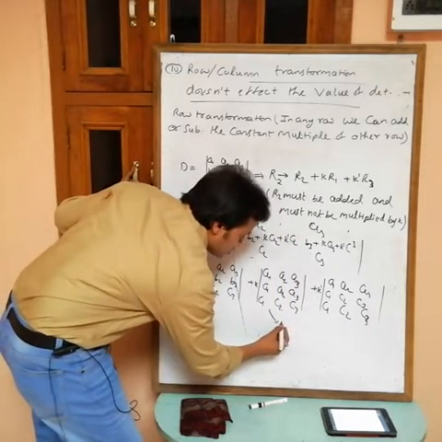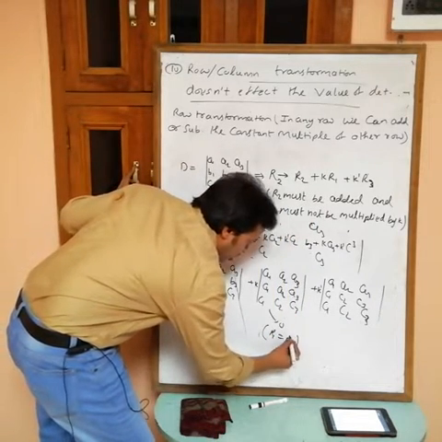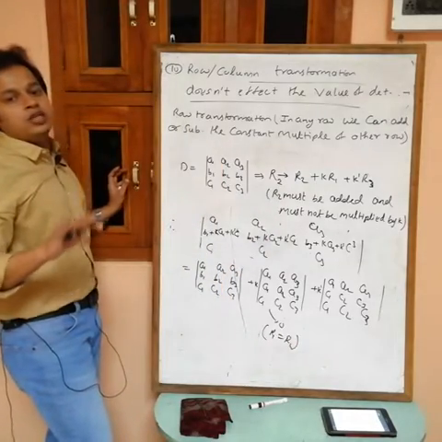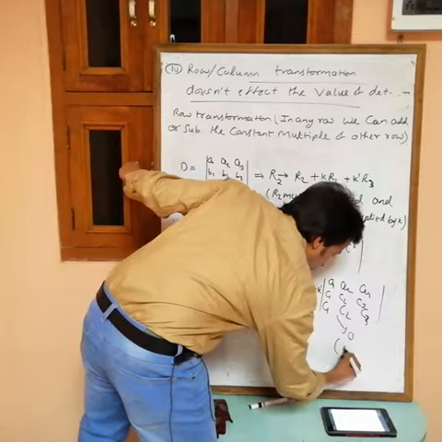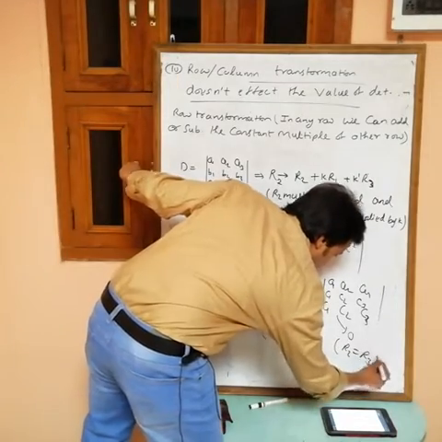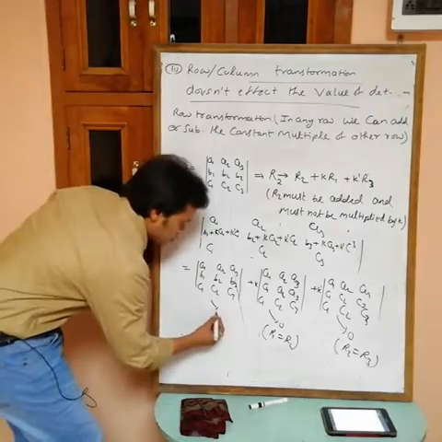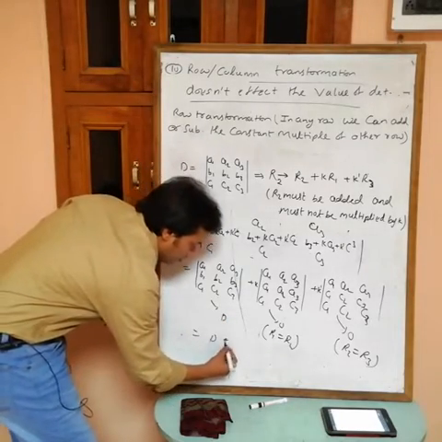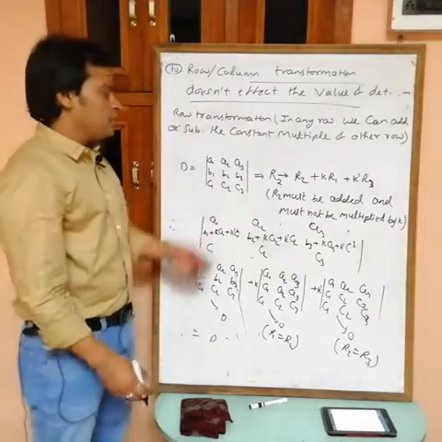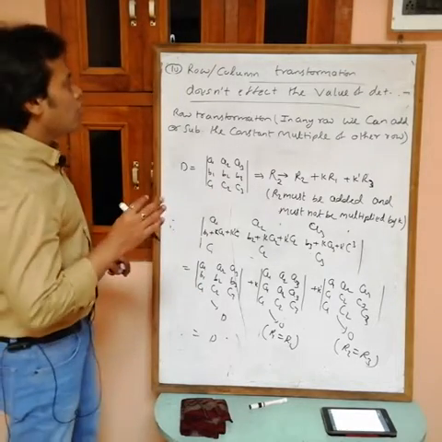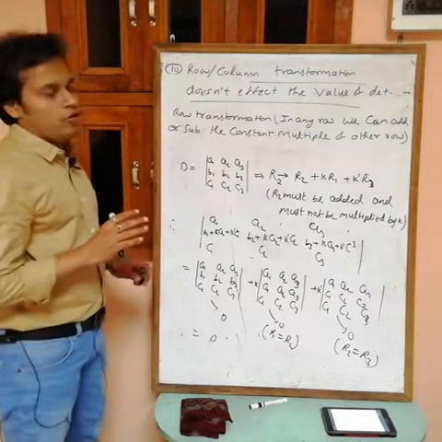Now the value of this is equal to 0. Why? Because R1 is equal to R2. If any two rows or any two columns are the same, then the value of the determinant is equal to 0. Similarly, this is also equal to 0 because R2 equals R3. And this is equal to D. So D plus 0 plus 0. So what we are getting? Only D. This is the same as this one, no? So row and column transformation doesn't affect the value of the determinant.